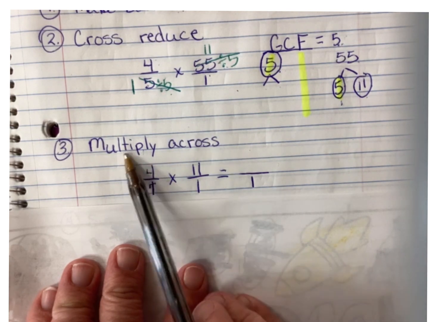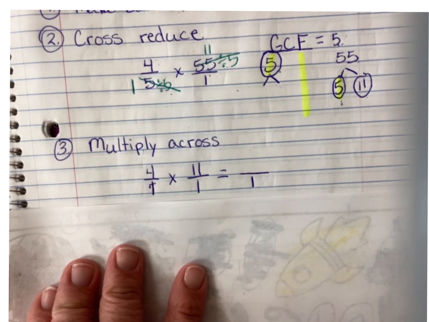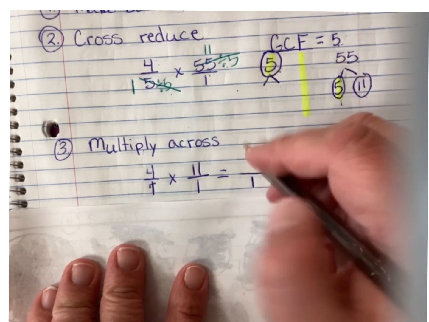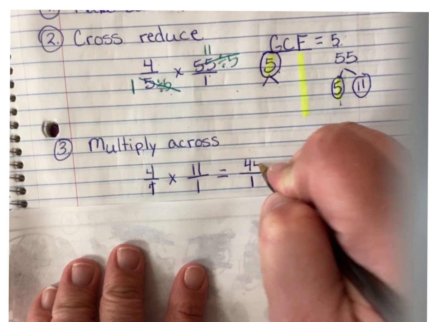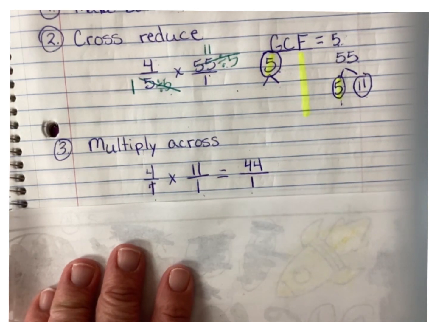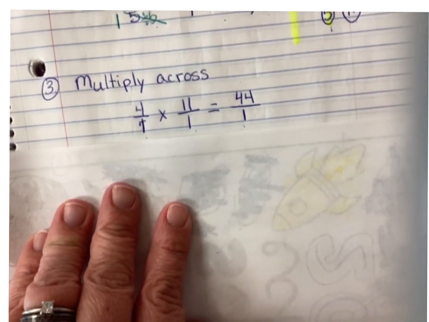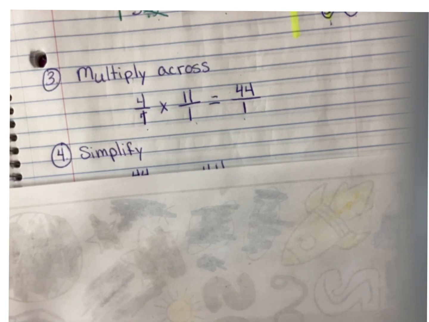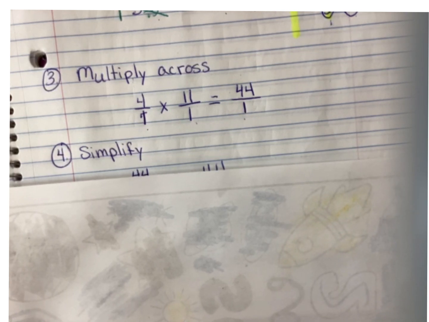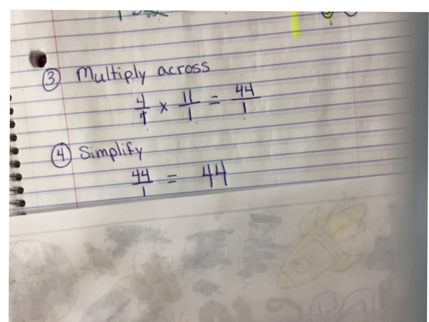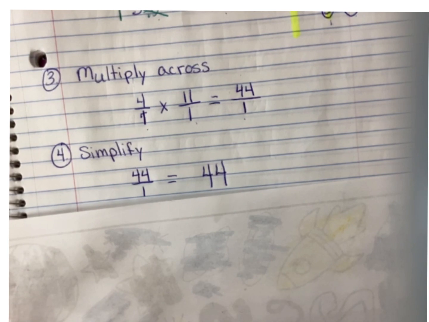So then, I'm going to follow step number 3, which is multiply across. I'm going to multiply my top number 4 times 11, and 1 times 1. And then I just have one final step I need to do. One final step to make sure that this is solved, and that is simplify. And to simplify, it's over 1 already. So I'm just going to simplify and make it 44.